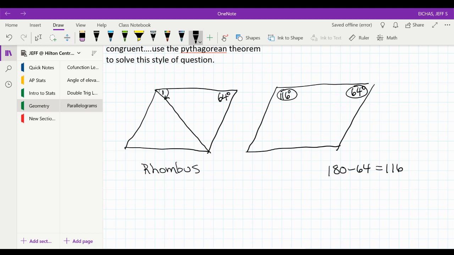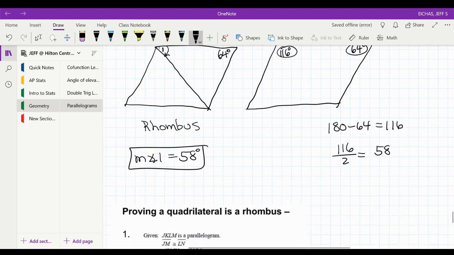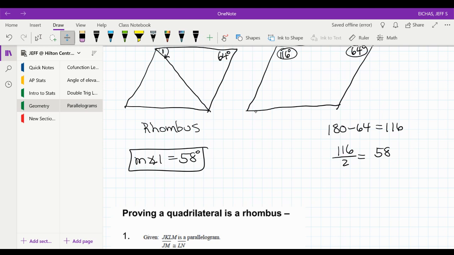And we know that the diagonals have to bisect the angles. So then we'll take 116 divided by 2, and we get our 58. So the measure of angle 1 would be 58 degrees. You'll see something like that on the assignment. Okay, another one like that.